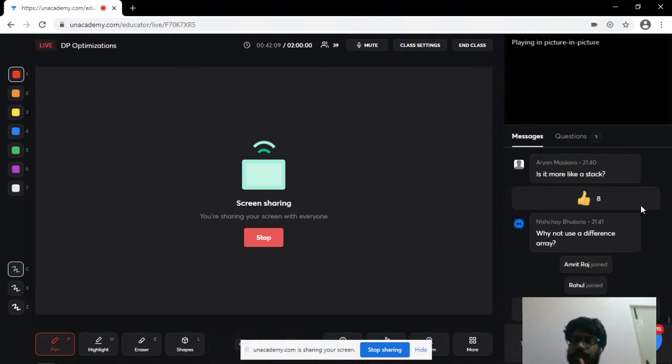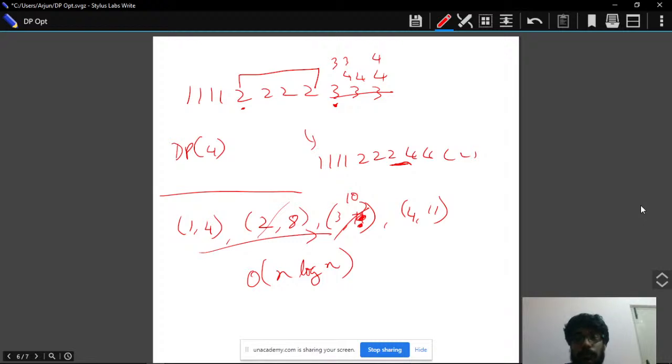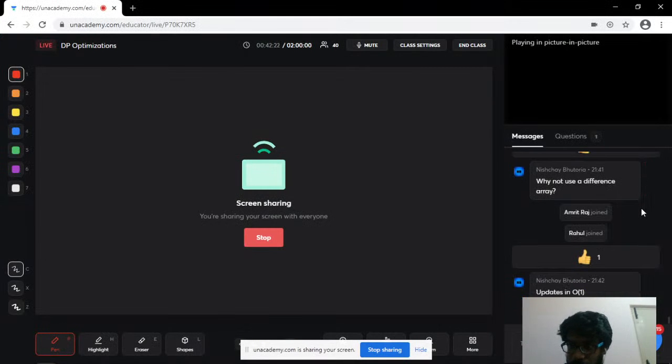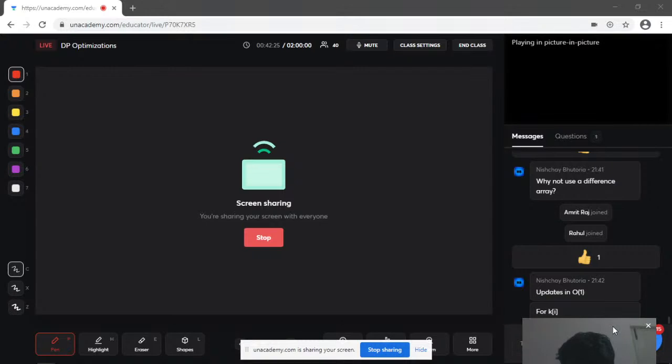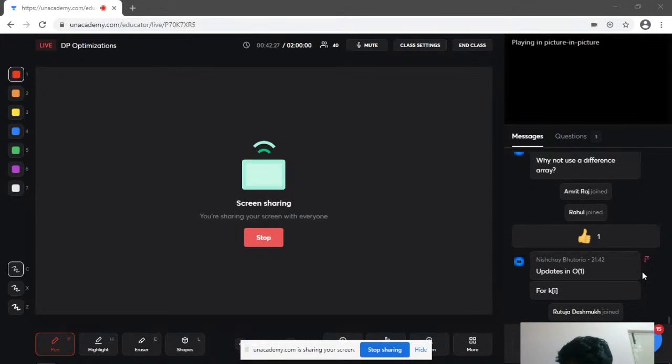Why not use a difference array? What exactly do you mean, Nischay? Difference array for what? I'm not quite sure what you mean. Updates in order 1 for k of i. Oh, you mean actually keeping the array? I think I get what you're saying. It's going to be pretty similar to this, right?